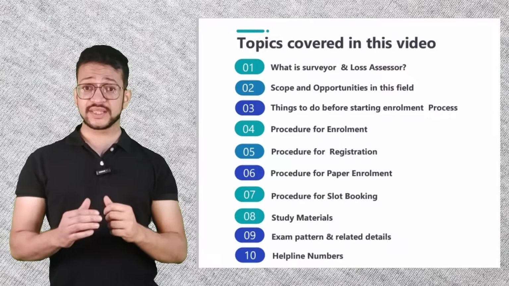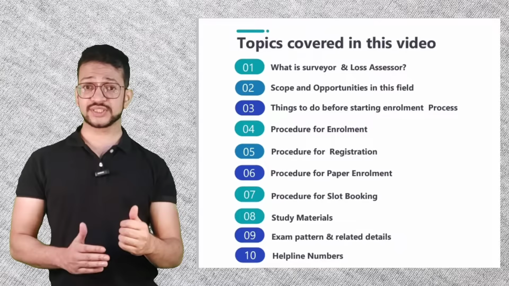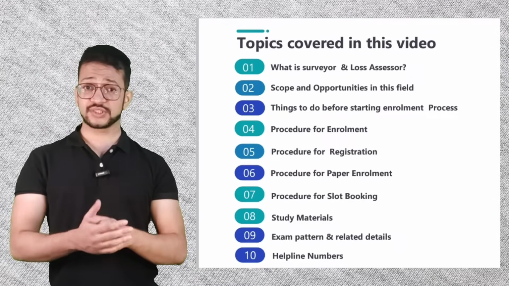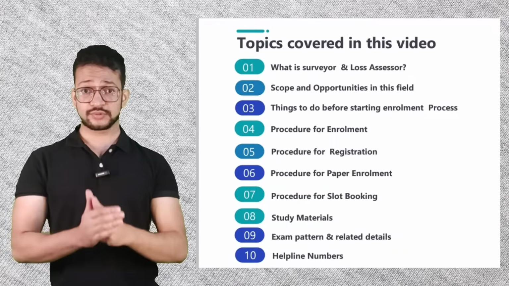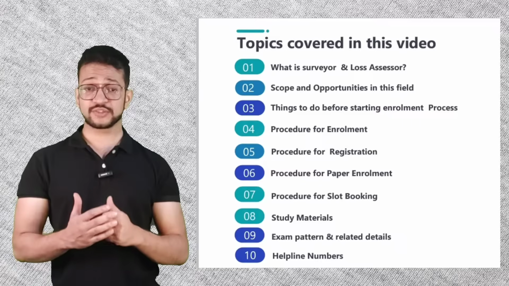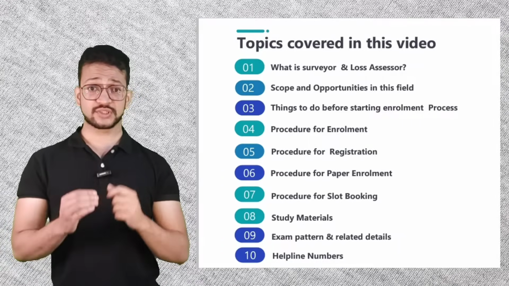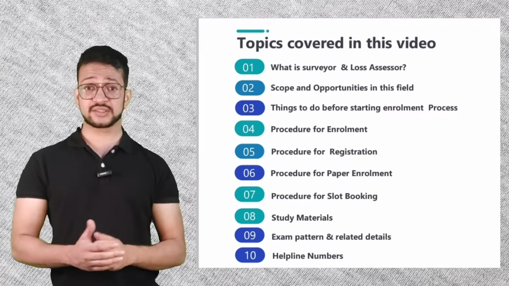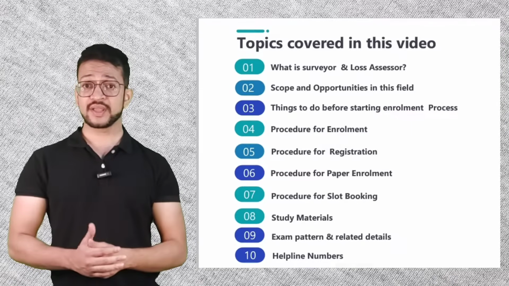Number 3, the things which you need to do before starting with the enrollment procedure. Number 4 is what is the procedure for enrollment. Number 5, what is the procedure for registration. Number 6, what is the procedure for paper enrollment. Number 7, what is the procedure for slot booking. Number 8, study materials which you need to study in this examination.